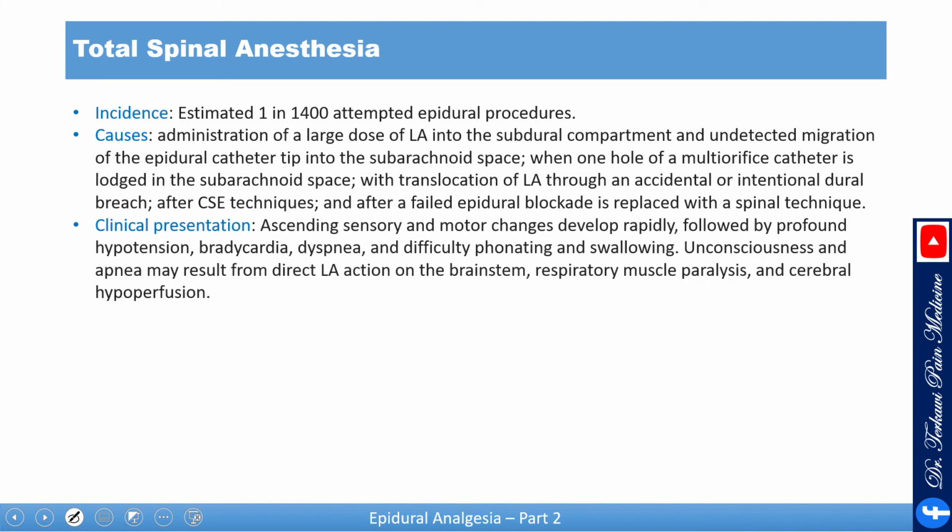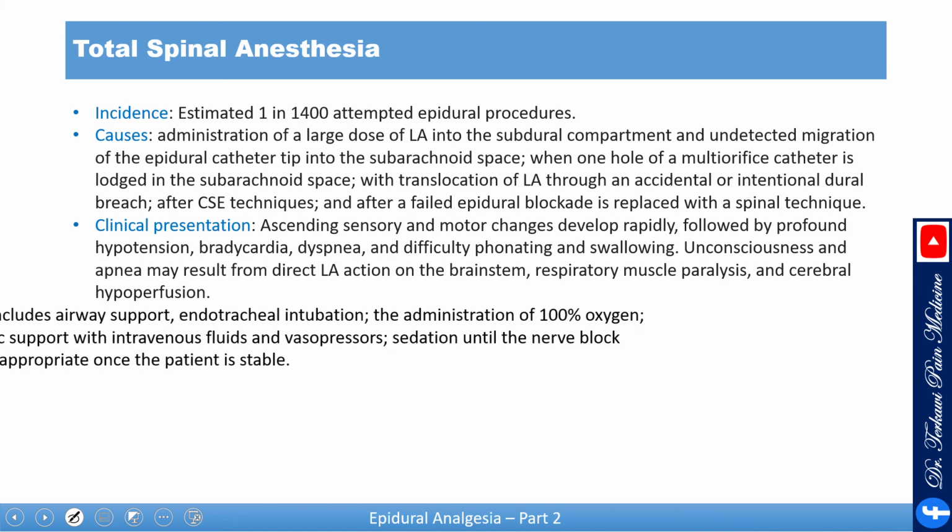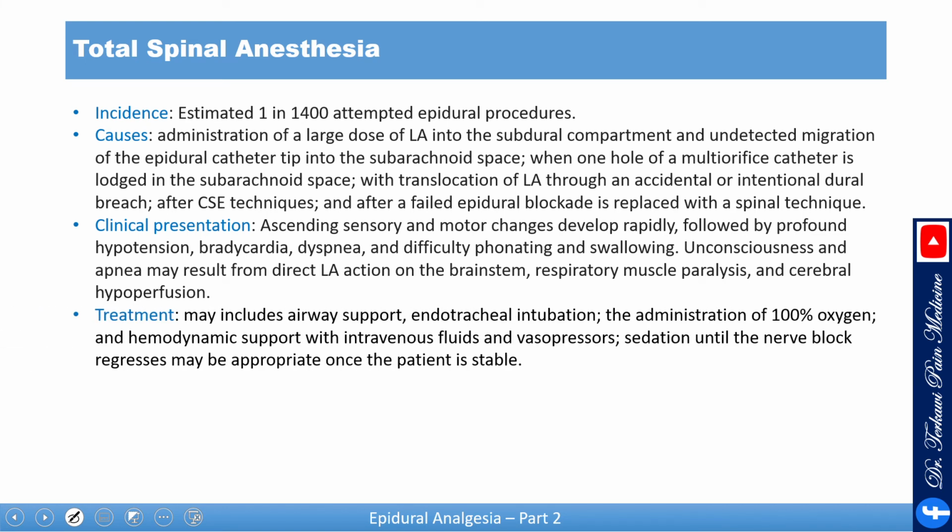Clinical presentation: ascending sensory and motor change develop rapidly, followed by profound hypotension, bradycardia, dyspnea, and difficulty phonating and swallowing. Unconsciousness and apnea may result from direct local anesthetic action on the brainstem, respiratory muscle paralysis, and cerebral hypoperfusion. Treatment may include airway support, administration of oxygen, hemodynamic support, IV fluid and pressors, and sedation until the nerve block regresses.